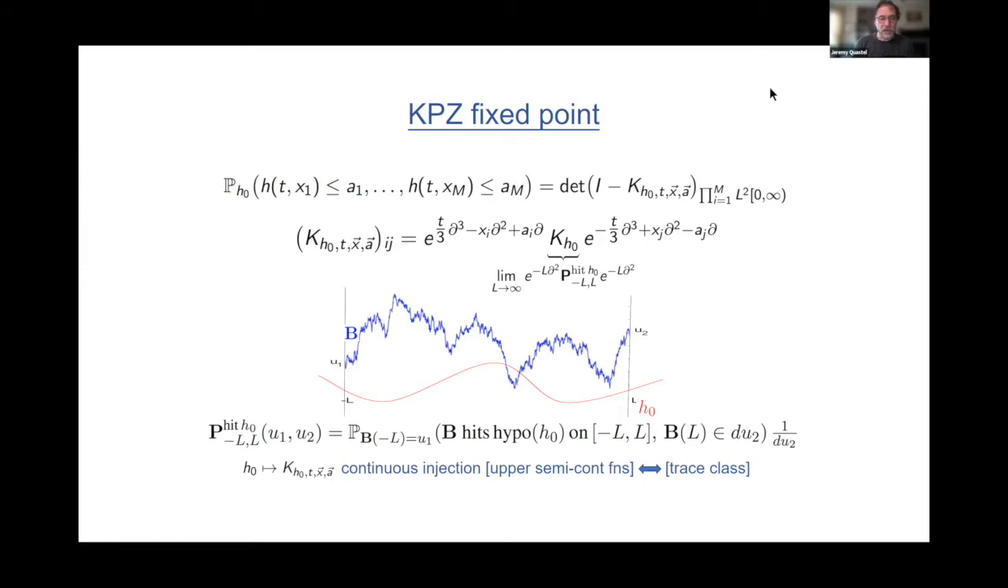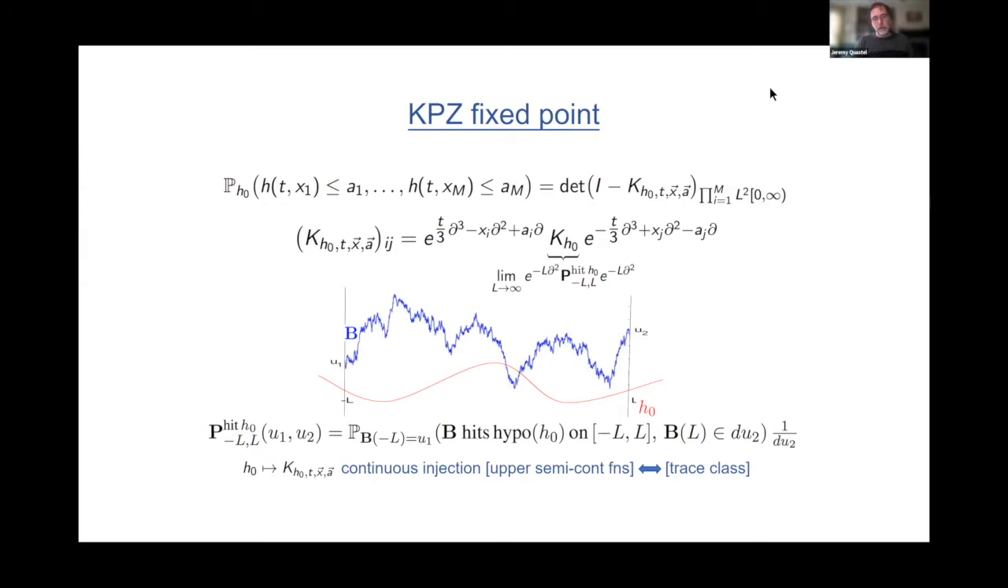And this is called the hit operator, or the hit kernel. And of course, you can wonder whether this hit kernel defines the H0, and it does. It's not obvious at all.